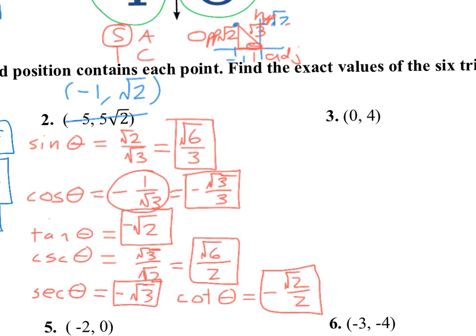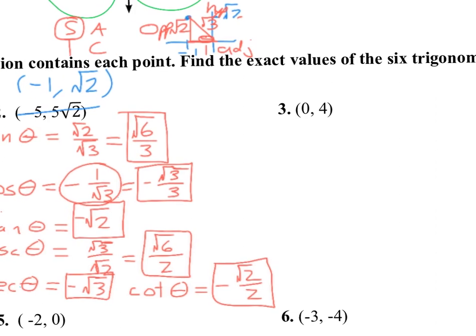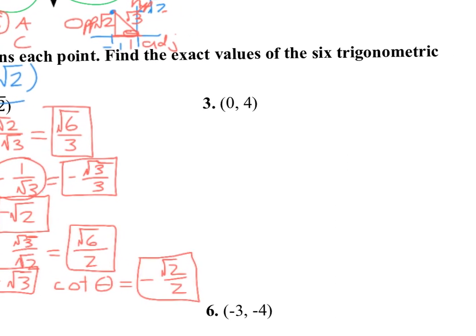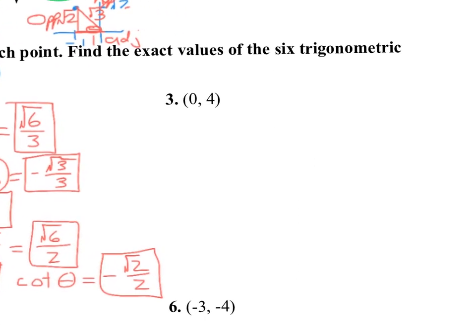Okay, number 4 is a little weird because the coordinate 0, 4 doesn't fall in a quadrant, it falls in between two quadrants. So 0, 4 is like up here, in between quadrant 1 and quadrant 2. So the book calls that a quadrantal. It's not in a quadrant, it's in between two quadrants.